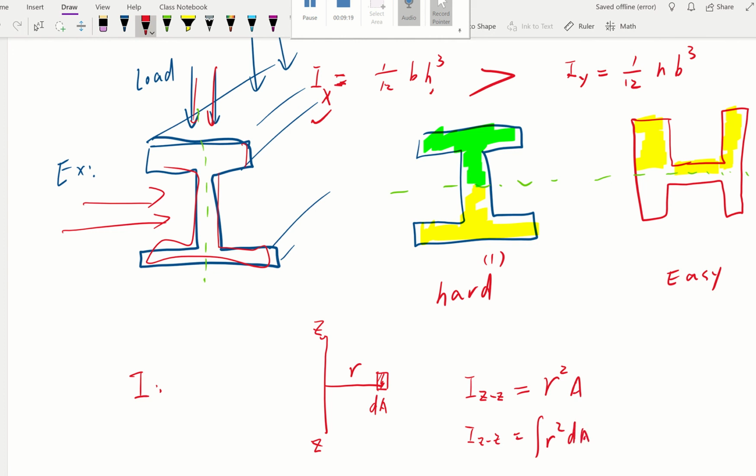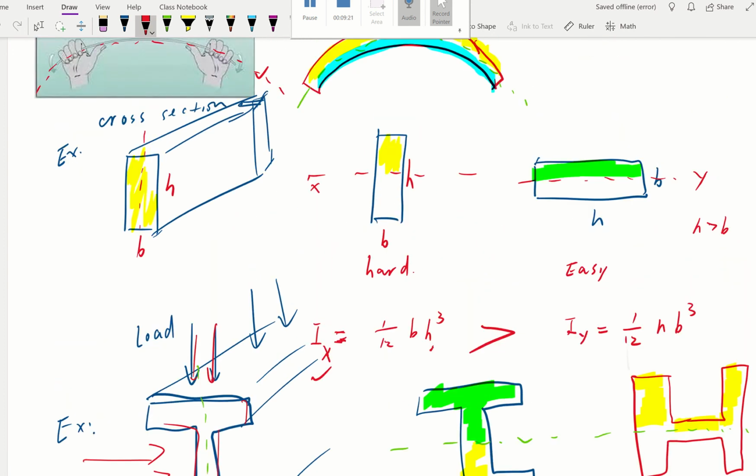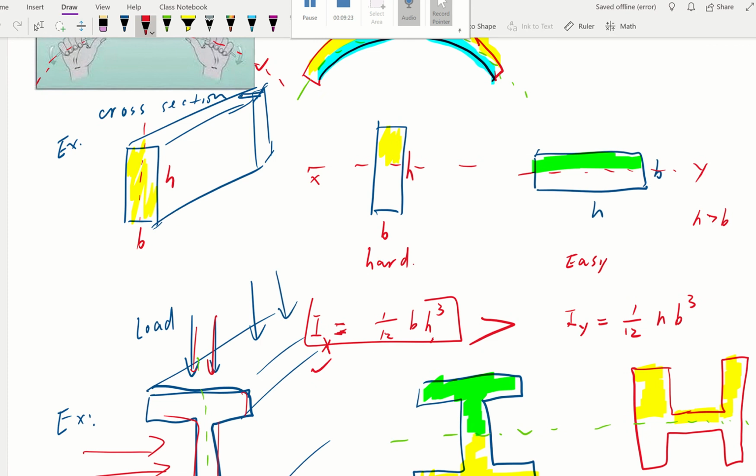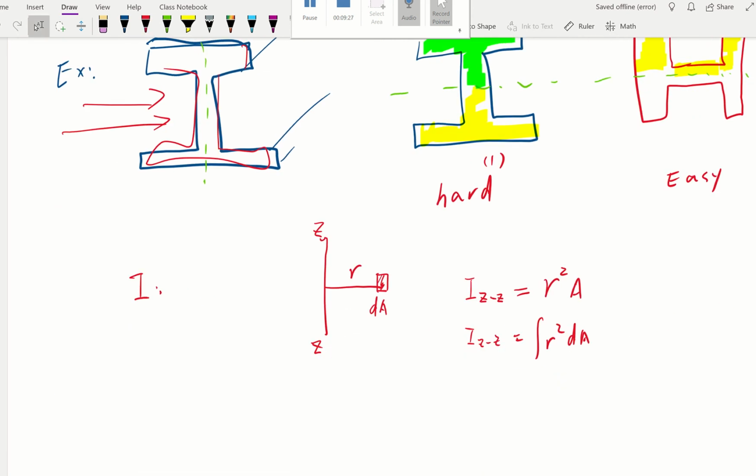And that's how we come up with the equation for a rectangle here. It's all coming from this governing equation, R squared dA. Now let's think about the unit. The unit for area moment of inertia is going to be meter to the power of fourth, because you have meter squared here for distance, and then A is area, it's meter squared again, so you got meter to the power of fourth.